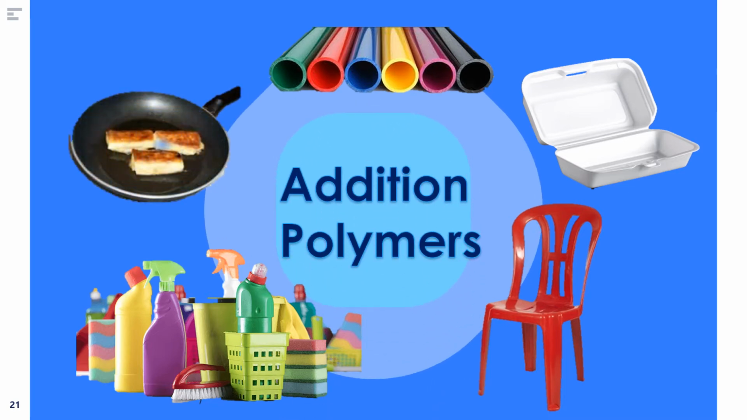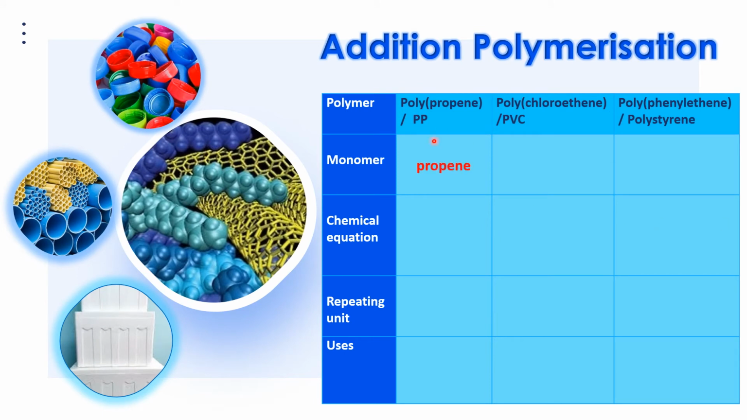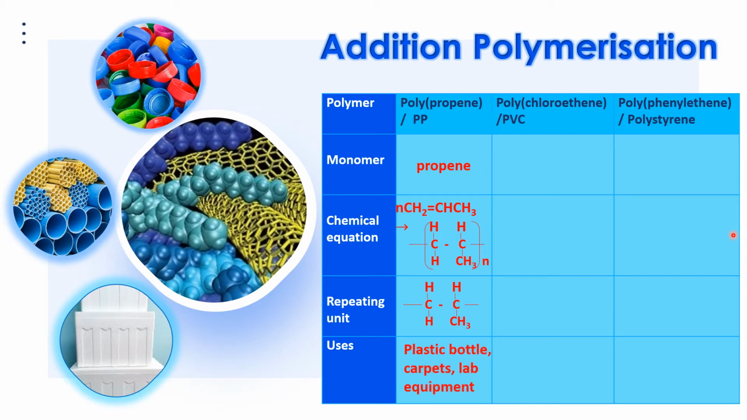Here are examples of addition polymers: polypropylene, polychloroethene or PVC, and polyphenylethene or polystyrene. The monomer is in the bracket of the name of the polymer. For polypropylene, the monomer is propene. For the chemical equation, you write n mole of propene reacting to form polypropylene. The polymer has bracket n, and the repeating unit is in the bracket. Uses of polypropylene are to produce plastic bottles, carpets, and lab equipment.